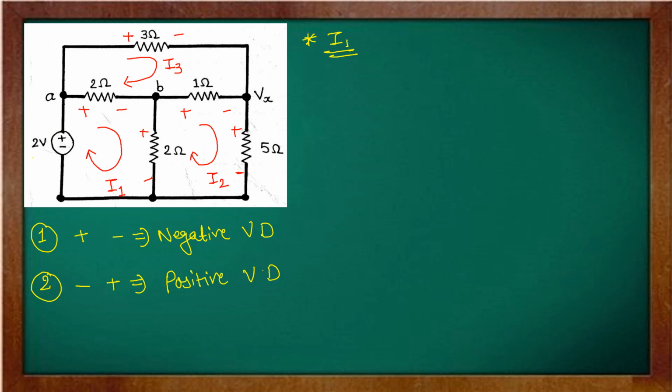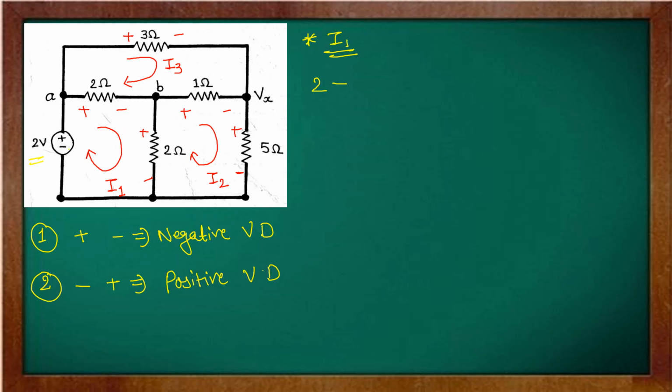We will start with this 2 volt voltage source. The polarity is changing from negative to positive. That means case number 2, we will write that as a positive 2. Now, the second element, that is 2 ohm. Polarity is changing from positive to negative. First case, the voltage drop is minus.